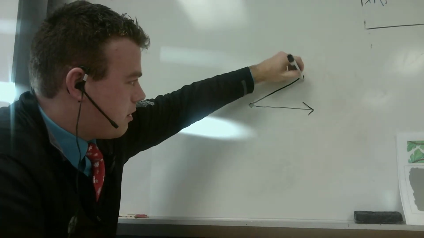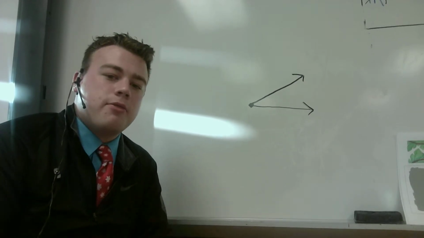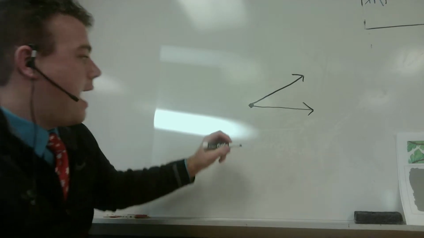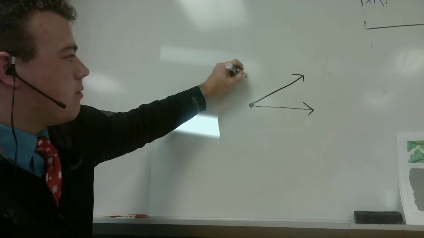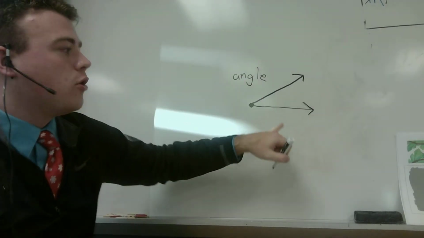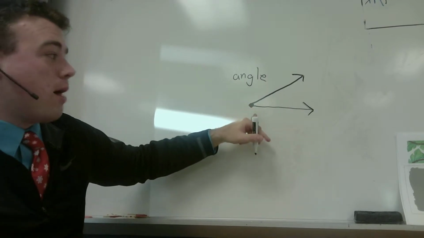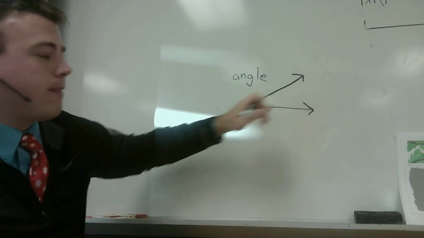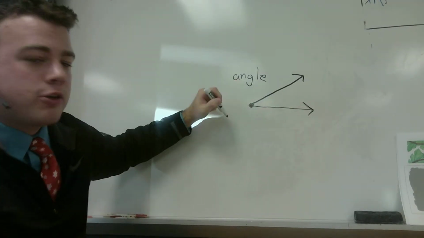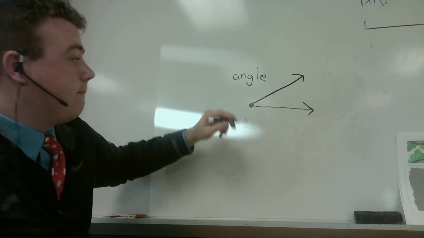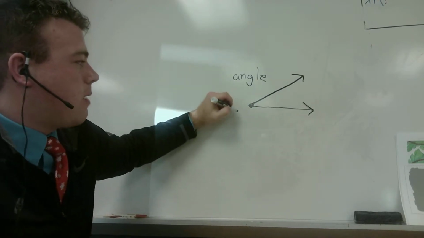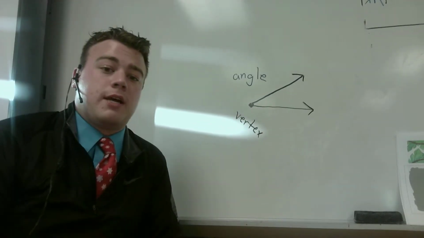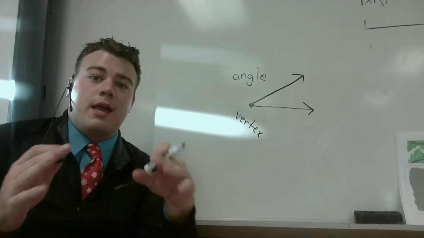Now, what I drew on the board is actually called an angle. An angle, I'll write that on the board too, is when two rays meet at one point. So here you have this ray, and you also have this ray. This endpoint that they meet at also has a special name, and it's called the vertex. So you have your ray, and you have another ray. They come together at one point, and that's how it makes an angle.